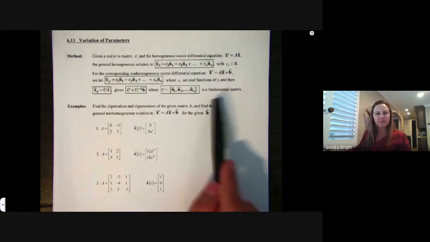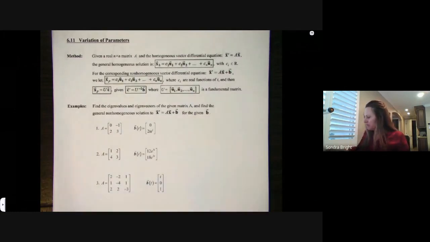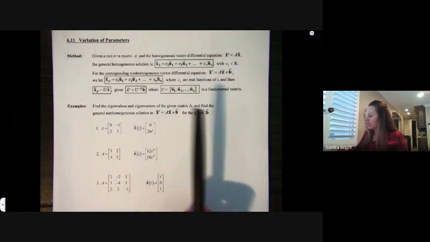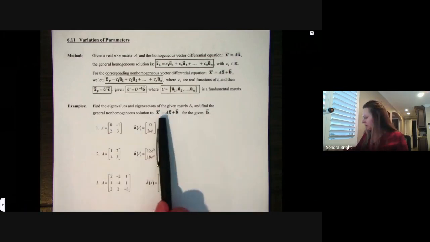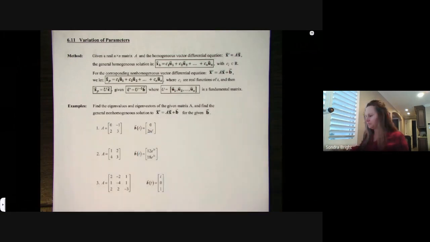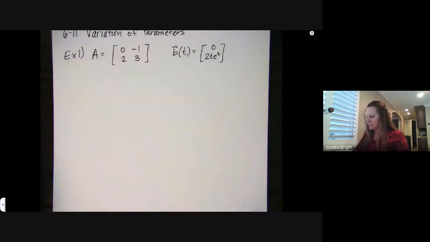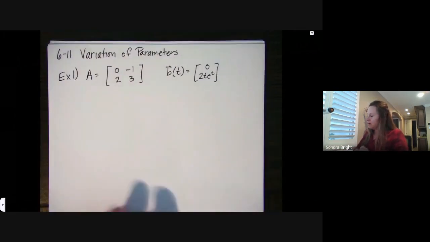All right, so let's do some examples. We're going to find the eigenvalues and eigenvectors of this given matrix A, and we'll find the general non-homogeneous solution if it's x prime equals Ax plus b for this given b value. All right, so here's the first example.